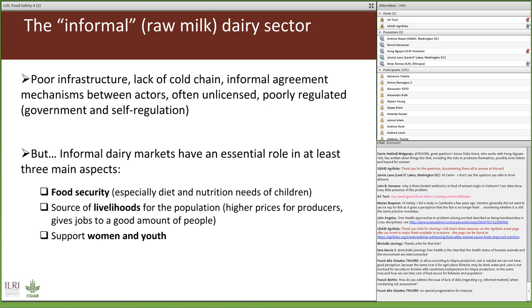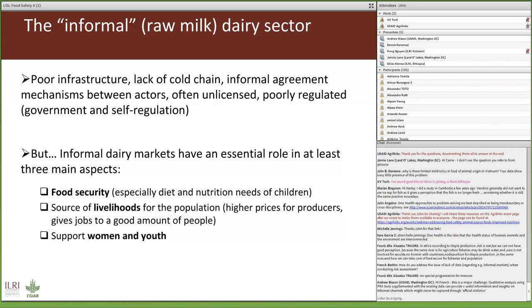But we have to also admit that in countries like Kenya and many other low-income countries, informal dairy markets have a very important role in other aspects. For example, an important role in food security. They provide food for the most vulnerable and the poorest. They are also a source of livelihood for the population. They not only provide jobs and business opportunities, but they also pay, in the case of milk, higher prices for producers. So they are positive for milk production. And in particular, they support women and youth. Women and youth are very involved in the dairy sector. So obviously, these informal markets support the livelihoods.